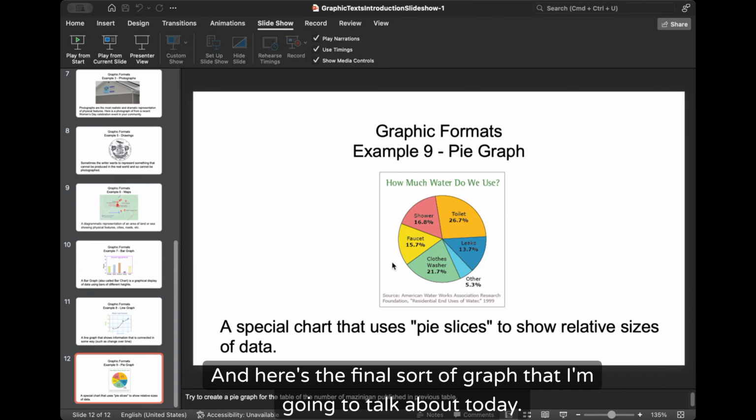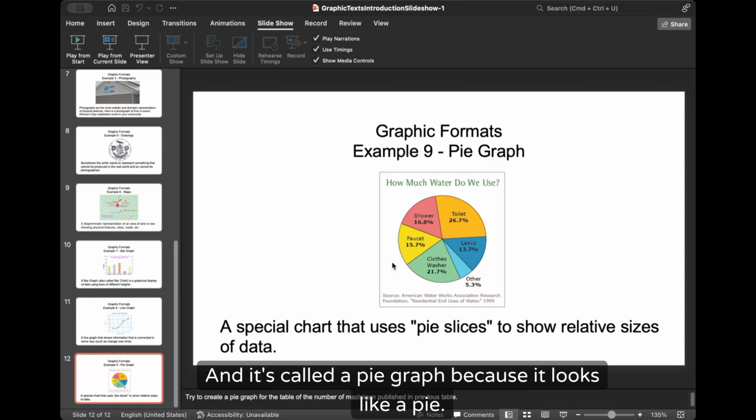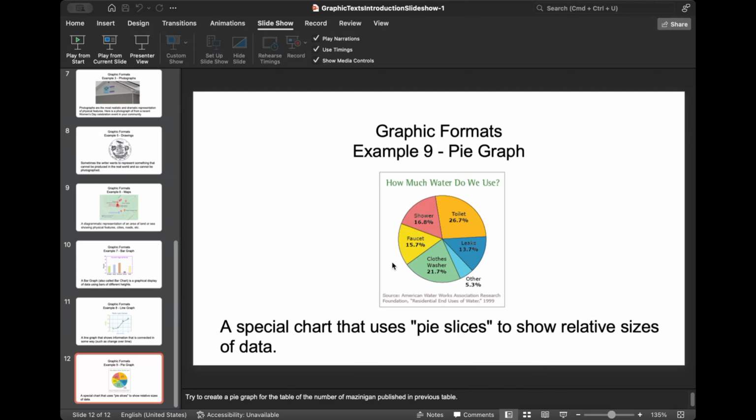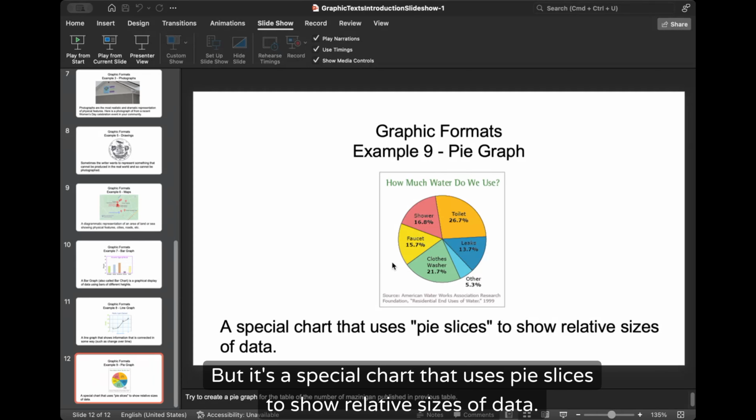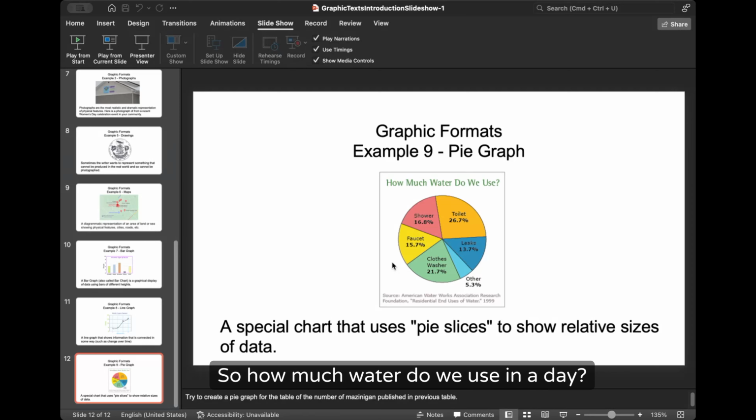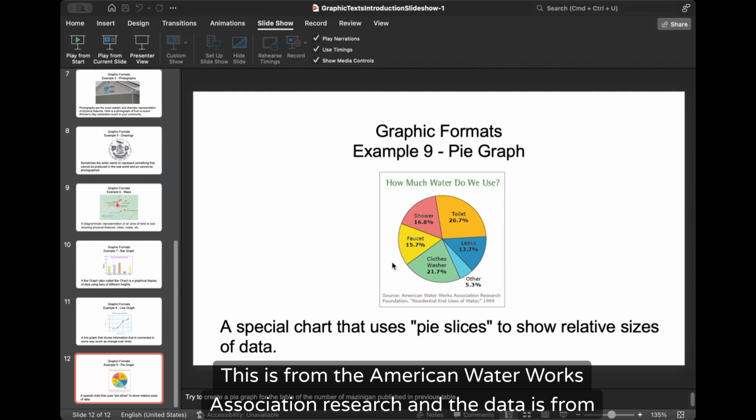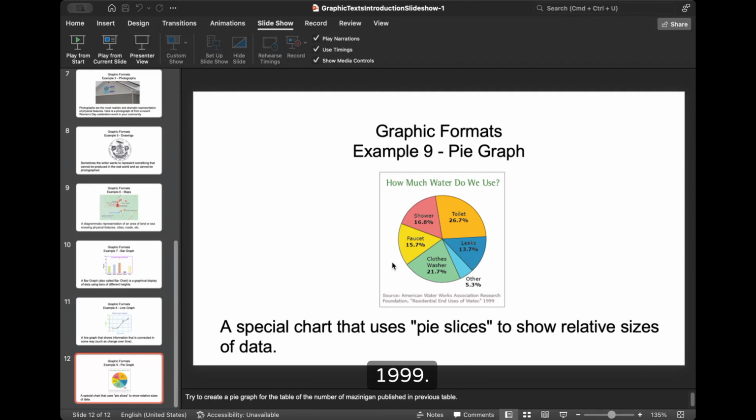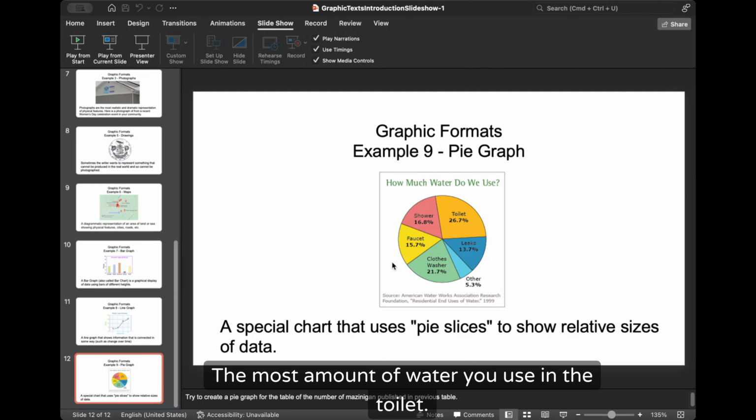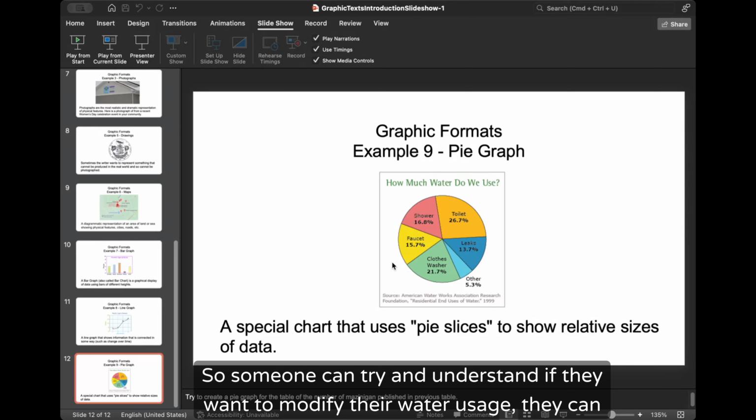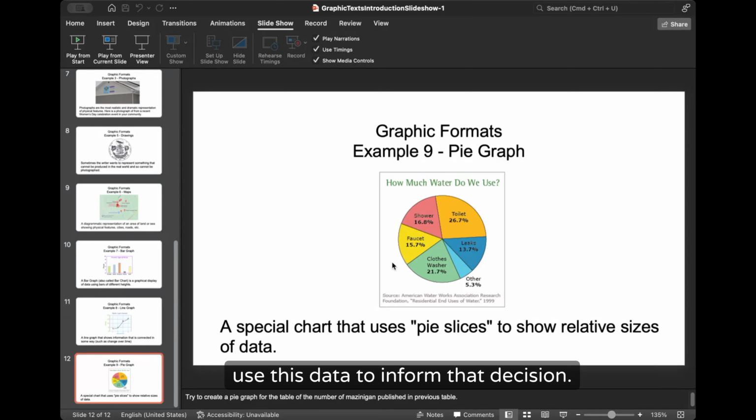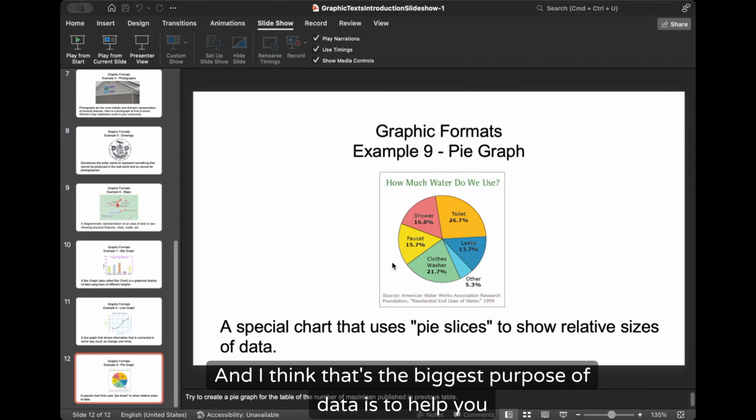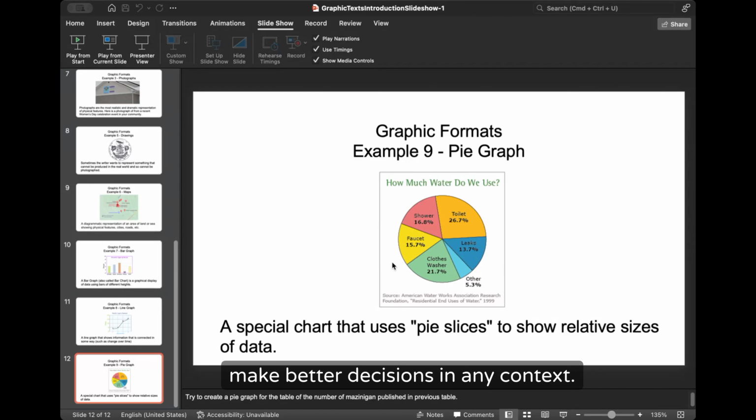And here's the final sort of graph that I'm going to talk about today. It's called a pie graph because it looks like a pie. Pies would be nice right now. But it's a special chart that uses pie slices to show relative sizes of data. So, how much water do we use in a day? This is from the American Waterworks Association research, and the data is from 1999. The most amount of water you use is in the toilet. So, someone can try and understand if they want to modify their water usage, they can use this data to inform that decision. And I think that's the biggest purpose of data, to help you make better decisions in any context.